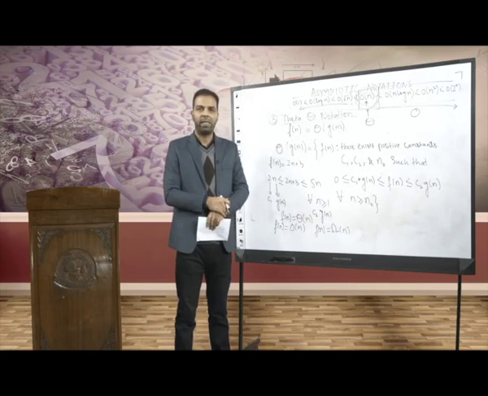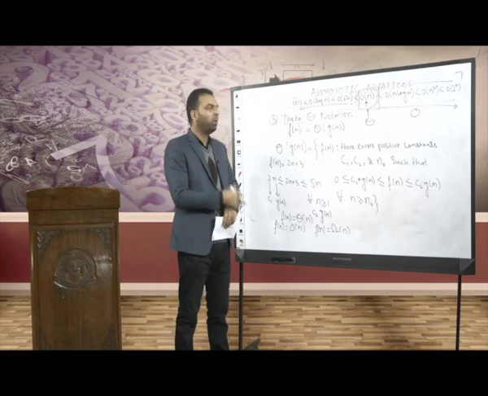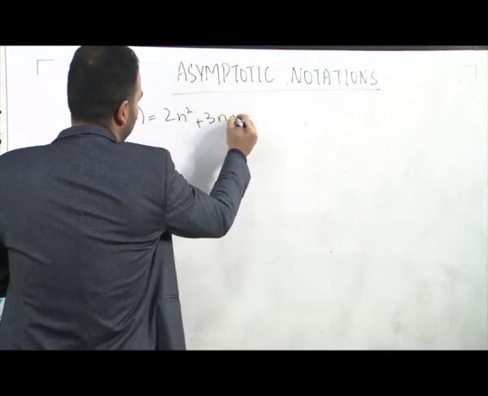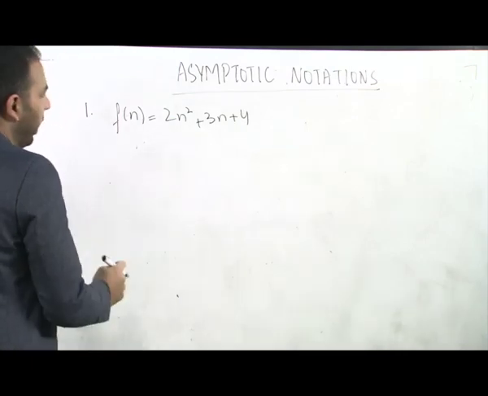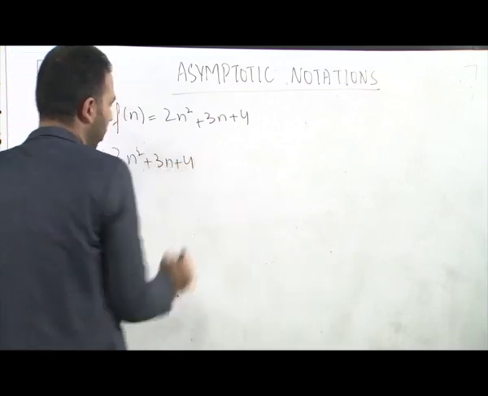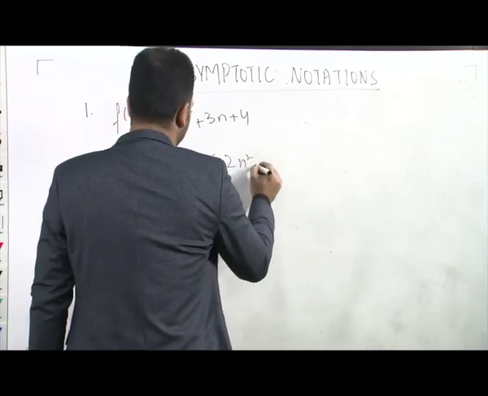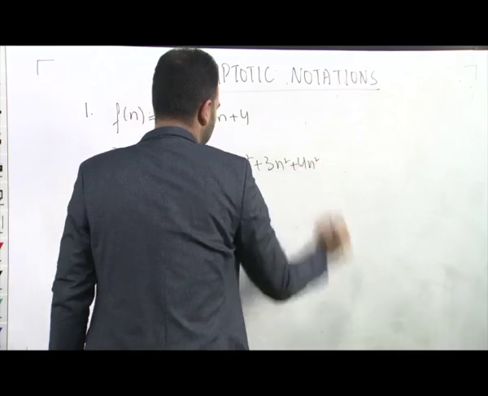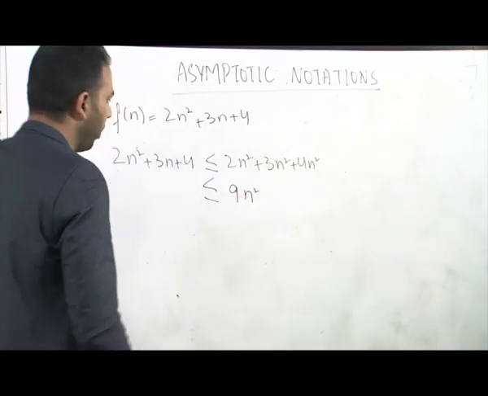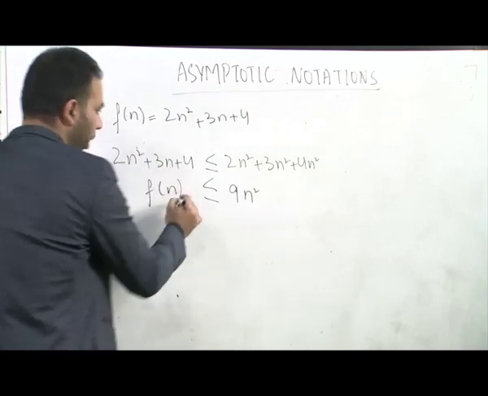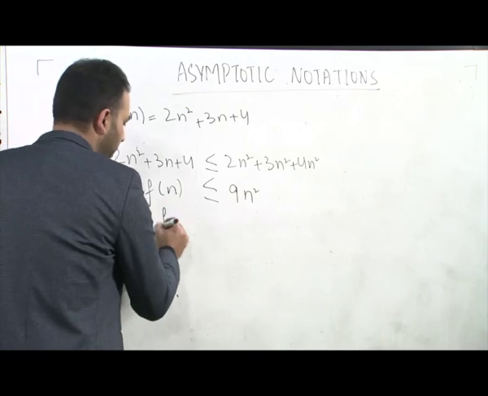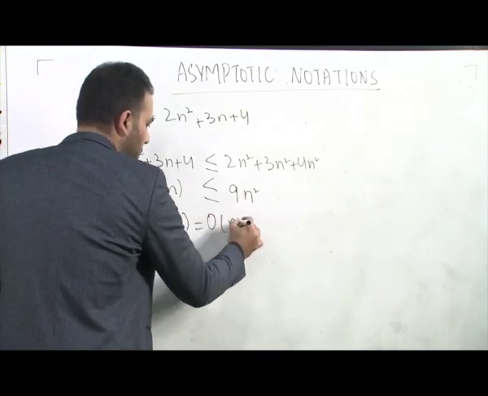Now, we will see some examples and you will understand how to calculate it and what do we actually mean by these notations. Say we have f of n, which is equal to 2n square plus 3n plus 4. Okay? So, what I will do is that I will simply replace every term with n square. So, 2n square plus 3n plus 4 will be less than or equal to 2n square plus 3n square plus 4n square. Okay? So it will be less than or equal to 9n square. Okay? So what we can say is that here c is 9 and n0 is 1. So, we can say f of n is equal to order of n square.